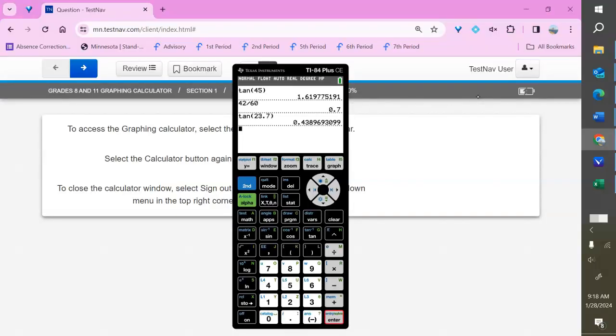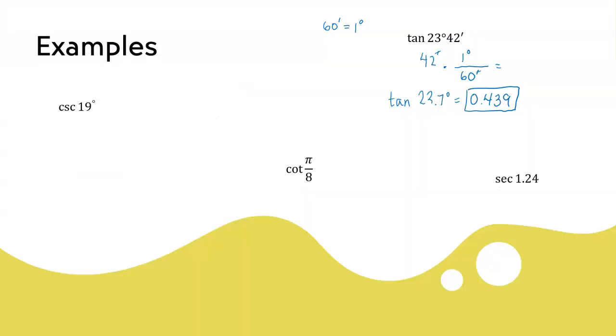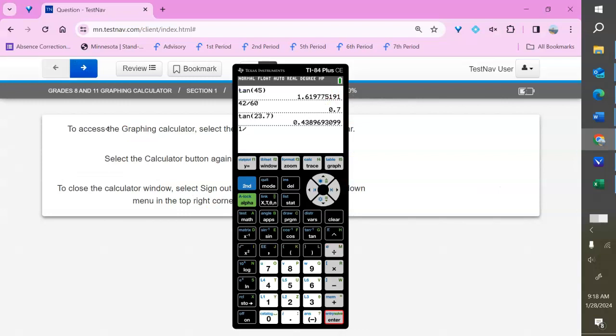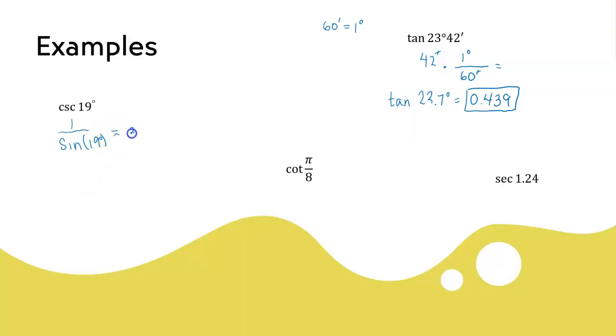On the 84, we don't have a separate button for cosecant, cotangent, or secant, but we can always do 1 divided by sine. So we can do 1 over sine of 19 degrees. This one is in degrees, so we can just go ahead and do that. 1 divided by sine of 19 degrees is 3.072, the ratio for that one.